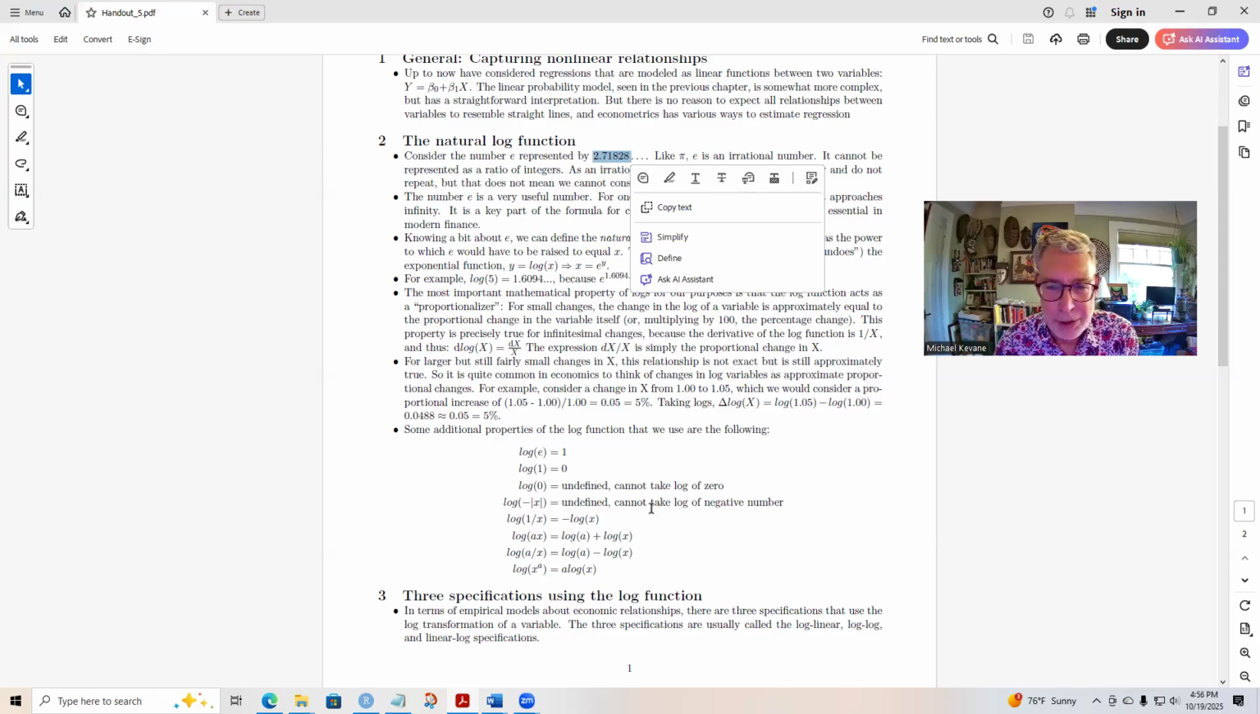What else do we have? The log of 1 over x can be defined as minus the log of x. The log of a product is the sum of the logs. The log of a ratio is the difference in the logs. And the log of x to the a is a times the log of x. So those are some rules of the log function.